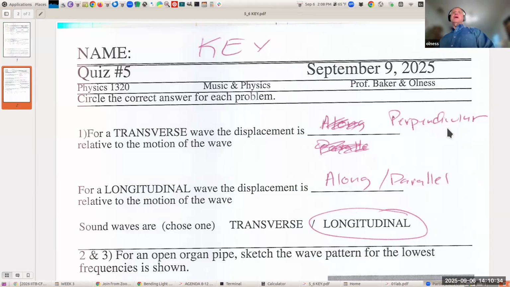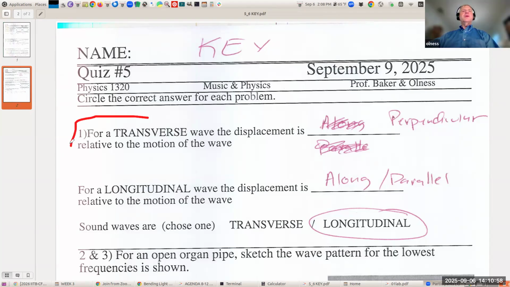So let me start by going over the key for the quiz today. And again, the quizzes are always 2 out of 3. So if you get 2 out of 3, that's 100%. I'll grade these and pass these back. I apologize, it won't be till next week, but hopefully everyone did well.